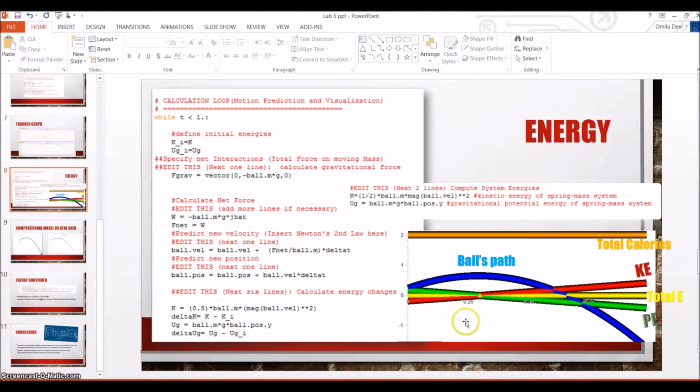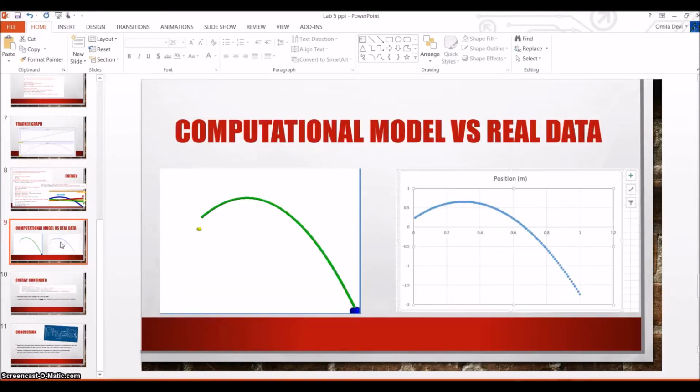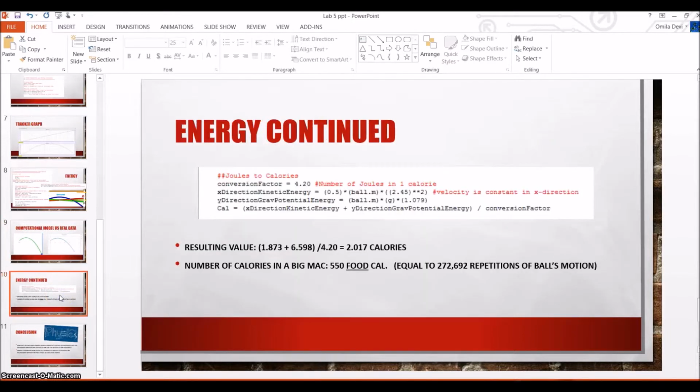Now when we run the computational code and juxtapose the computational model with the real data, we can see that the similarity between the two is very strong, and thus can say that the computational model was created successfully. The ball follows the same parabolic shape that it does using the real data, thus showing a successful incorporation of Newton's second law. Now back to energy.